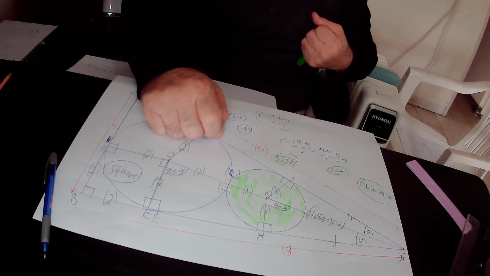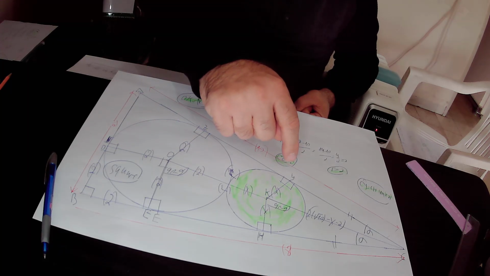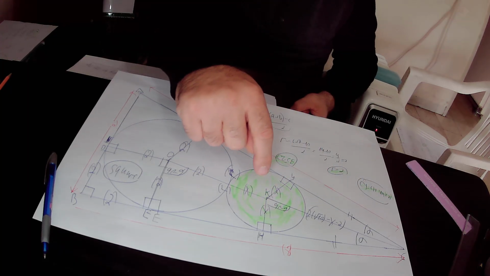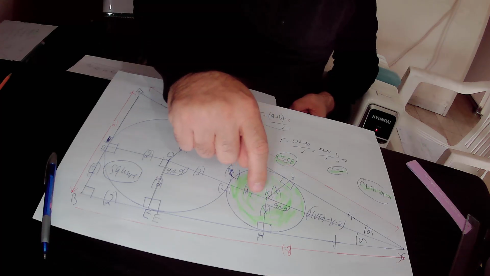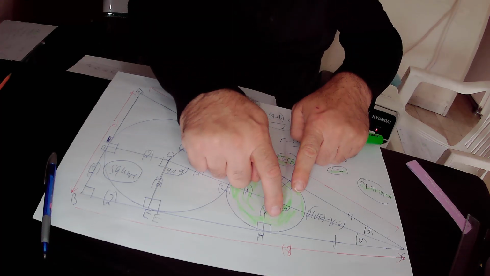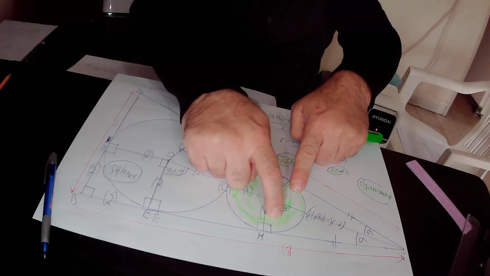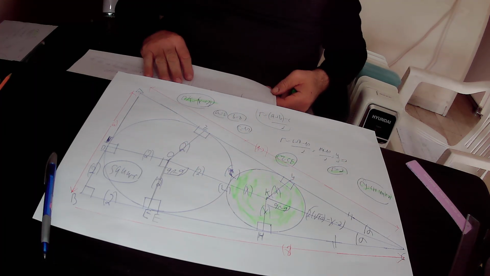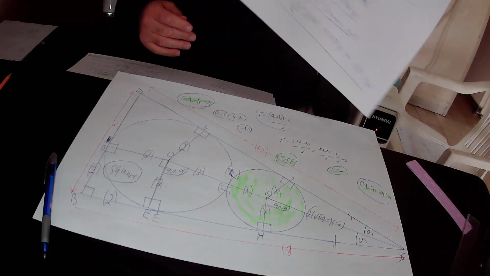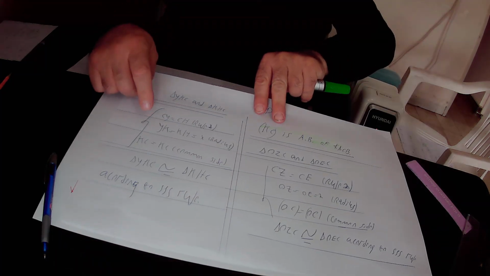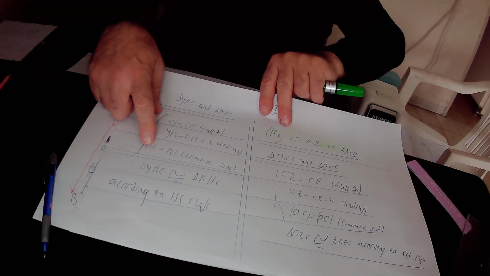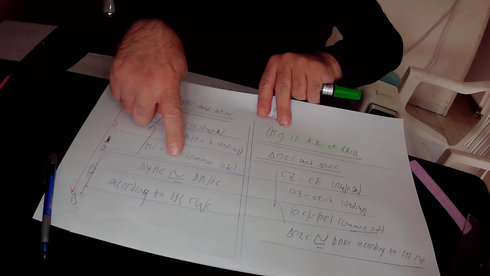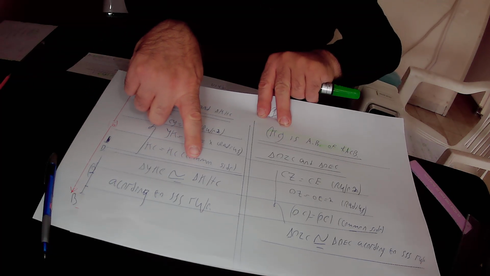In total, we found out that all three sides of this upper right triangle YKC are equal to all three sides of this lower right triangle KHC. Therefore, those two right triangles are congruent according to the side rule. And again, in total, we found out that the upper right triangle YKC is congruent to the lower right triangle KHC according to the side rule.